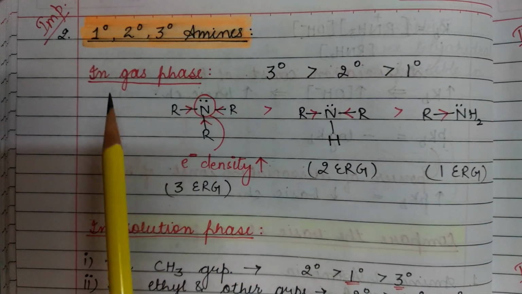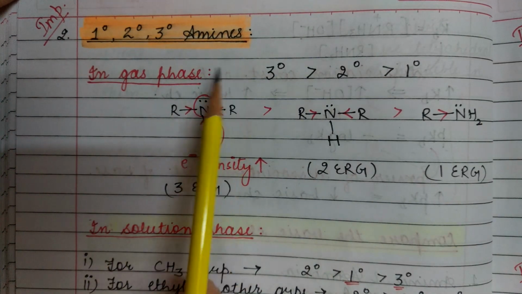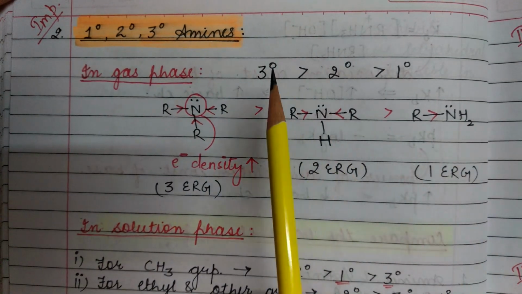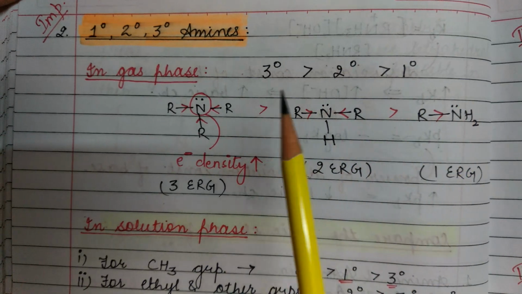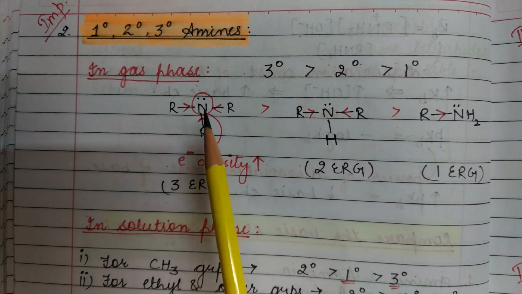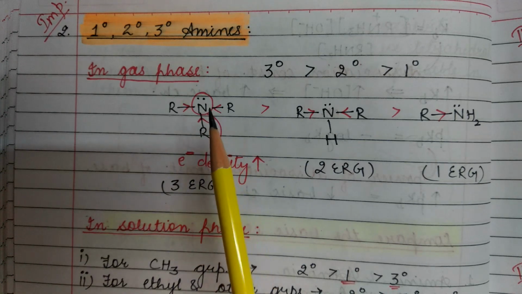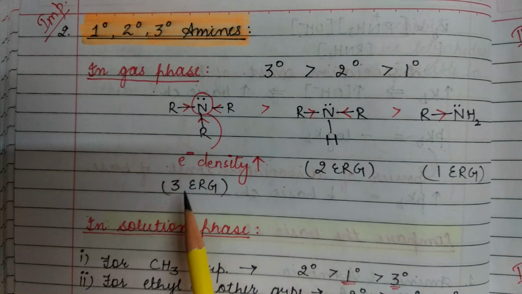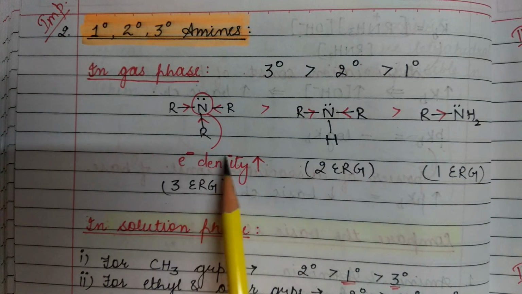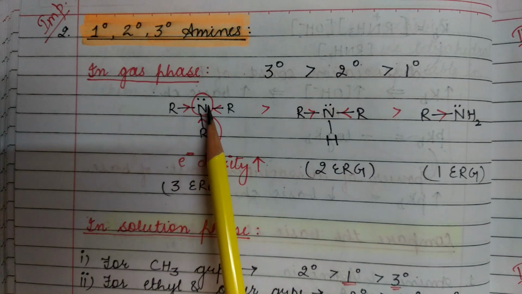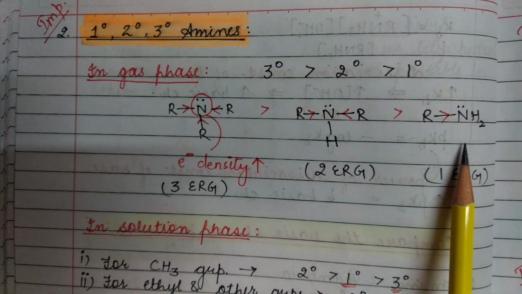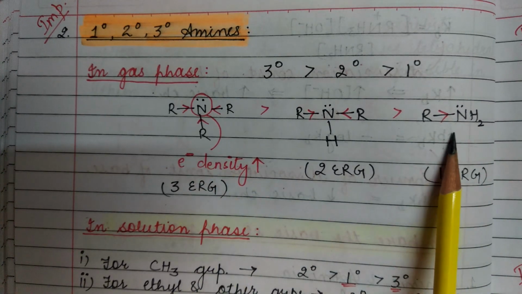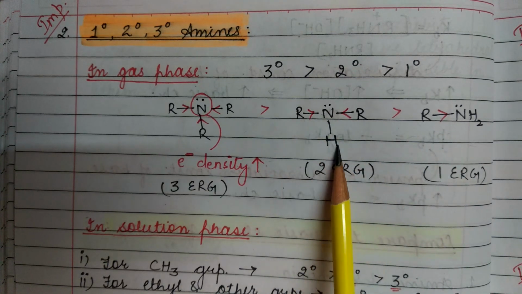Second is the comparison of 1 degree, 2 degree and 3 degree amines. It is very important. In the gas phase, 3 degree is more than 2 degree is more than 1 degree. This is the basic character. This is R3N, that is trialkyl amine, a 3 degree amine. Here 3 alkyl groups are present, 3 electron releasing groups. So the electron density is the maximum on the nitrogen. In case of 1 degree, only 1 alkyl group is present, so electron density is least. So this is most basic, this is least basic, and this is the intermediate.